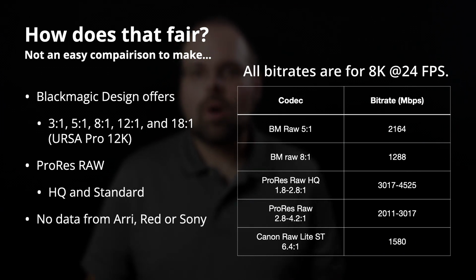Blackmagic's 5:1 Raw works out at 8K at 24 frames per second. In fact, all of these will be at 24 frames per second. It works out to be about 2.1 gigabits per second, 2,164 megabits per second. Blackmagic's 8:1 compression is 1,288 megabits per second.